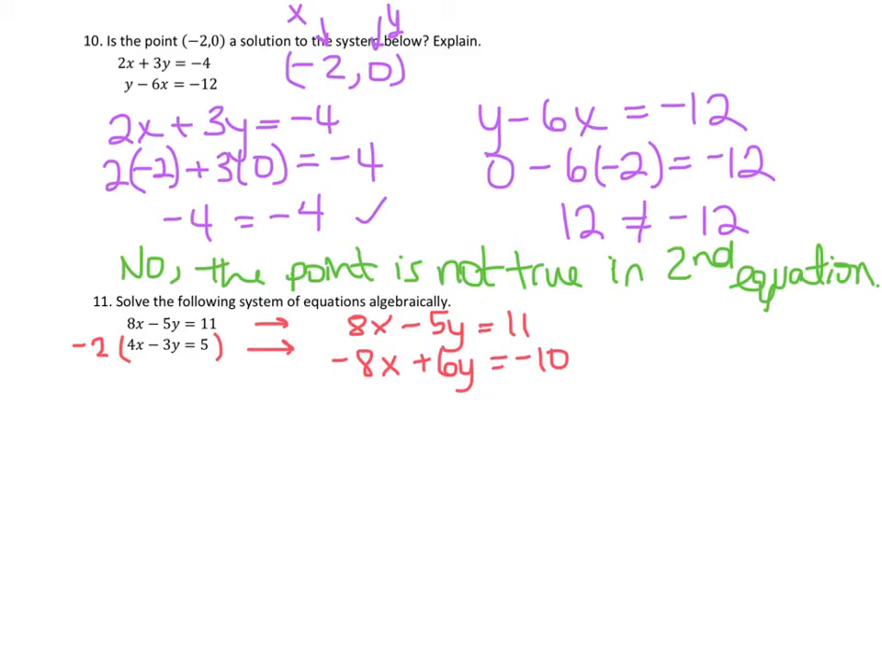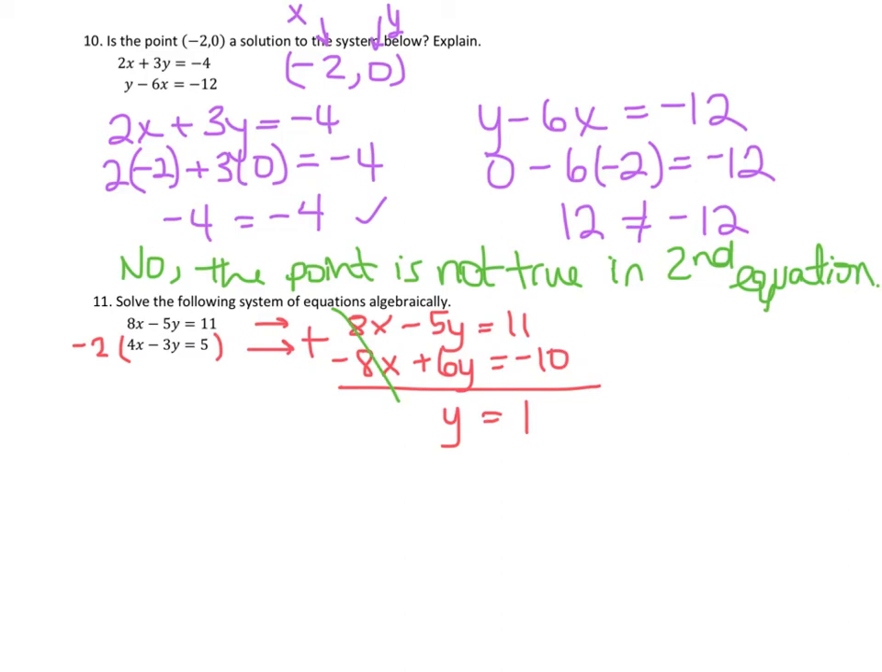Okay, so I went ahead and multiplied this through. The top equation stayed the same. The bottom equation, I got negative 8x plus 6y equals negative 10. Now, in order to eliminate that x variable, I'm going to add down. That's going to cross out the x's. And so I would get 1y, or just y, is equal to 11 plus negative 10, which is 1. So I now have the y value of my solution.